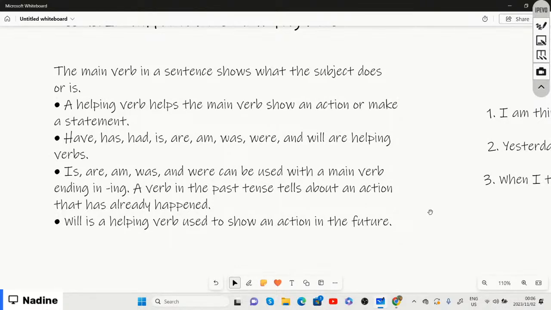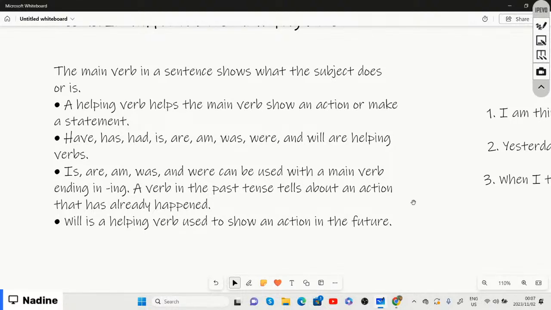All right, so now we're going to start with our lesson, the main verb as well as the helping verb. Before we go over what a helping verb is, we need to first know the main verb. And remember, a verb is basically an action, it's a doing word. The main verb within a sentence shows what the subject does or what the subject is. So that is the main verb within a sentence.